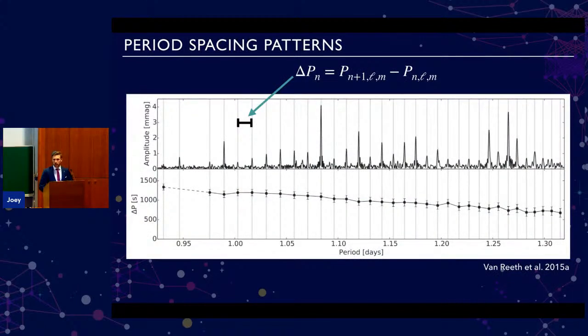The cool thing about these gravity modes is that they show regularities in their periods. If we look at the difference in period, or the period spacing as it's called, between modes that have the same L and M value but consecutive radial order, so a difference of 1 in N, for a star that is chemically homogeneous, not rotating, and non-magnetic, this is a constant value. What I'm showing you here is, again, the difference between two peaks of pulsations, and then this difference plotted as a function of the period itself.